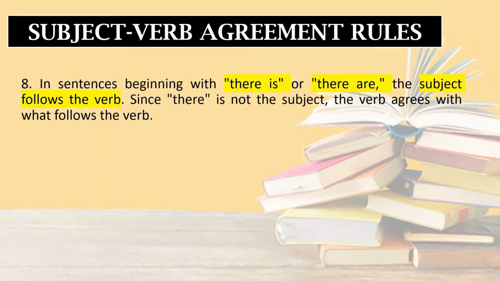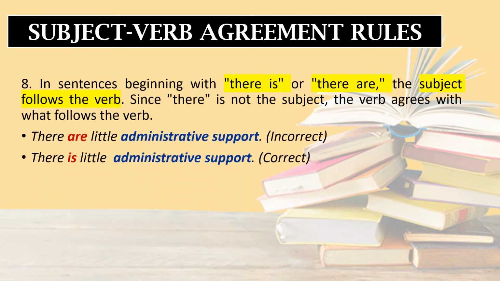Next rule. In sentences beginning with there is or there are, the subject follows the verb. Since there is not the subject, the verb agrees with what follows the verb. For example, there are little administrative support. This is an incorrect sentence considering that administrative support is in its singular form. Therefore, we need to use the singular verb. So there is little administrative support.